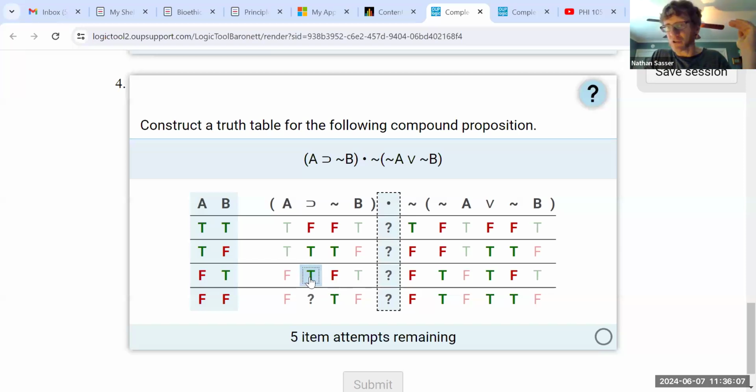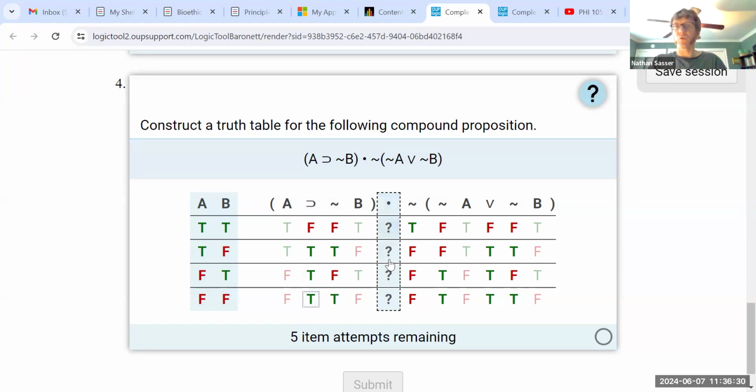So line 3 is true. Line 4 is true. Take my word for it. The reason is this. Horseshoe is only falsified when the antecedent is true and the consequent is false. None of these other combinations falsifies it. That's one way to think about it.